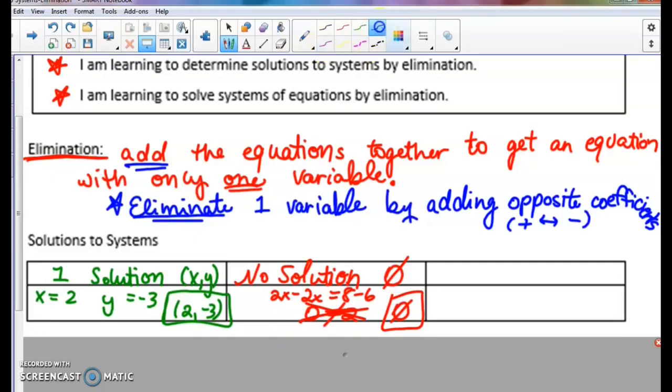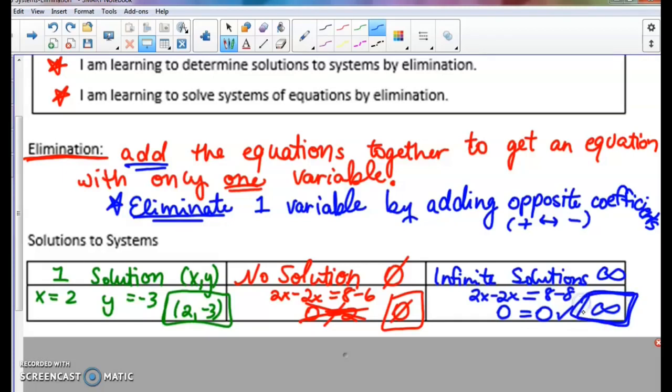And the last type we see is infinitely many solutions. And that one we get with our infinity symbol. Remember, this one's a lot like the no solution, except it'll be 2x minus 2x equals 8 minus 8, because 2x minus 2x is 0, 8 minus 8 is 0. That is true, which means it's infinite solutions. Anything that makes one equation true will make both equations true, so it's infinite solutions.